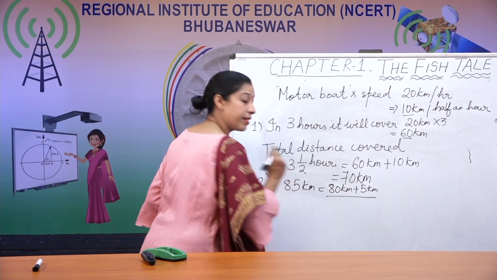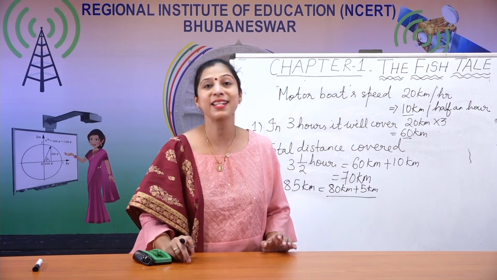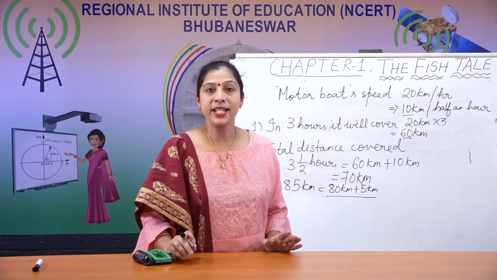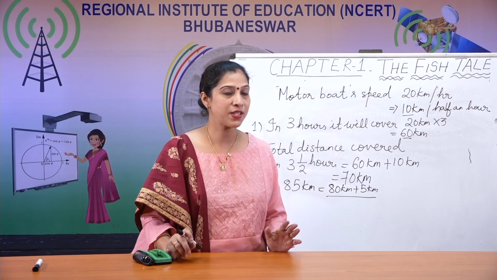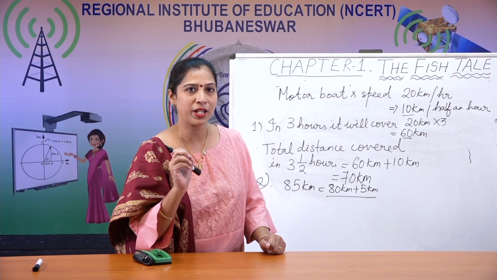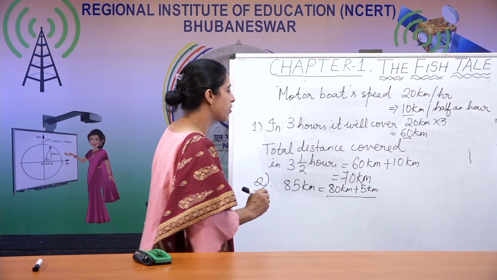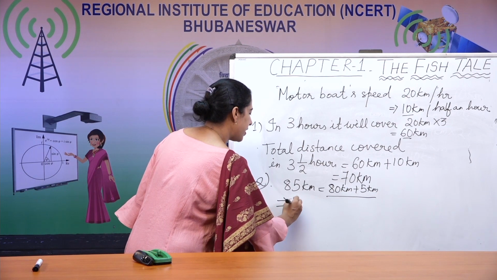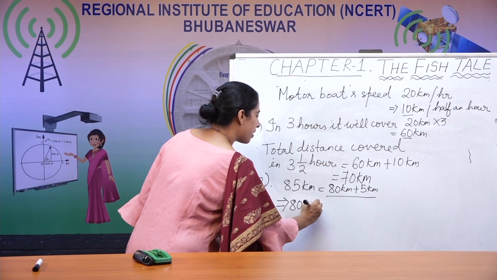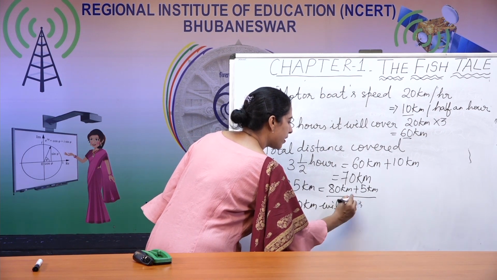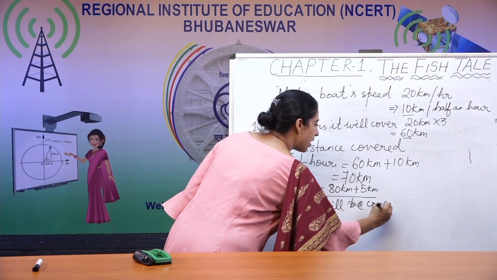Why am I writing like this, 80 kilometers, for easier calculation? Because we know that 80 is divisible by 20. So let's find out the whole number first. Then we find out the fraction of the number which is left behind. So 80 kilometers plus 5 kilometers. So let's see, 80 kilometers will be covered in how many hours?